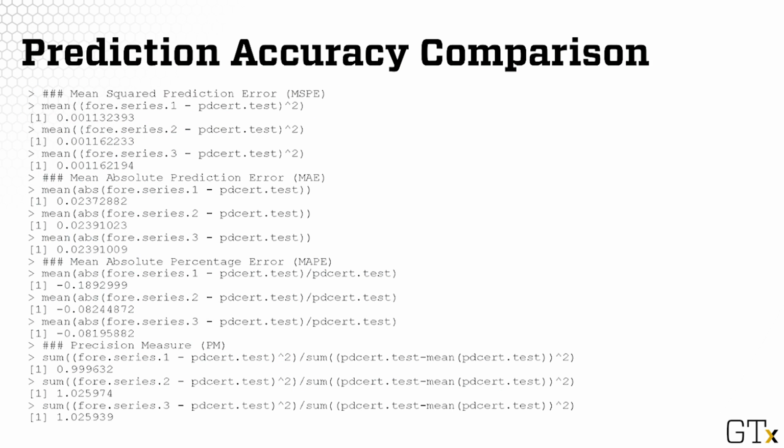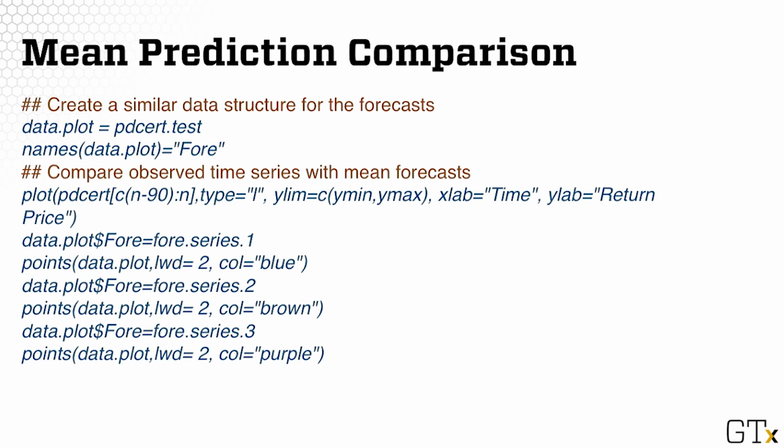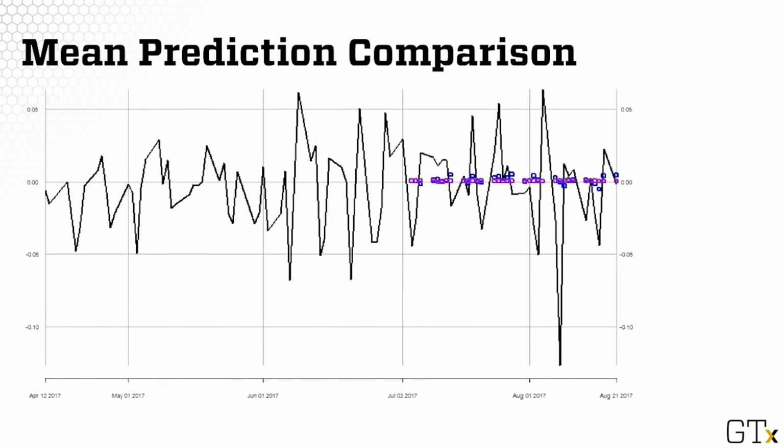These are the prediction accuracy measures for the conditional mean based on the three models. Model 1 performs best across all measures. This is the R code we can use to compare the predictions to the observed data using a visual display. From this plot, we see that the predictions for the conditional mean are close to the 0 line. This is because in this example, the volatility predominates over the conditional mean.